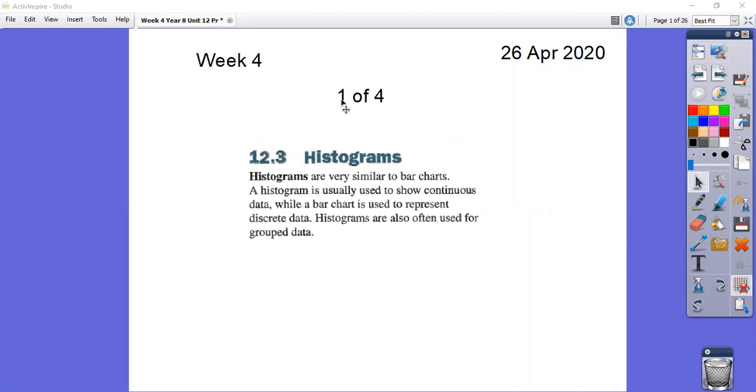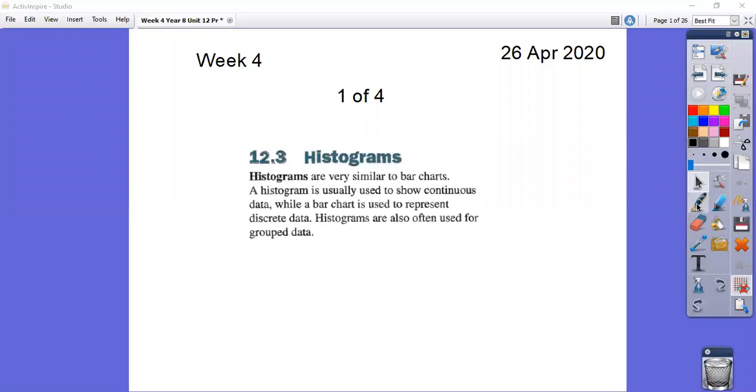We're going to move on now to lesson 1 of 4, 12.3 histograms. Histograms are very similar to bar charts. A histogram is usually used to show continuous data, while a bar chart is used to represent discrete data. Histograms are also often used for grouped data. I will explain this a little more in detail as we go along.